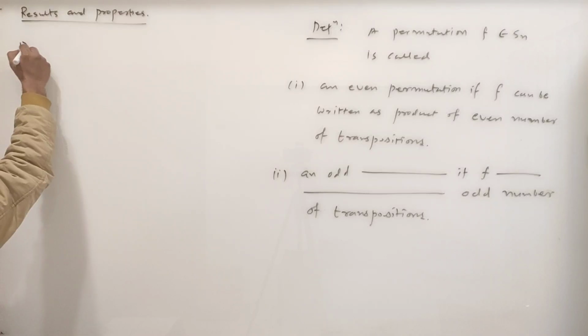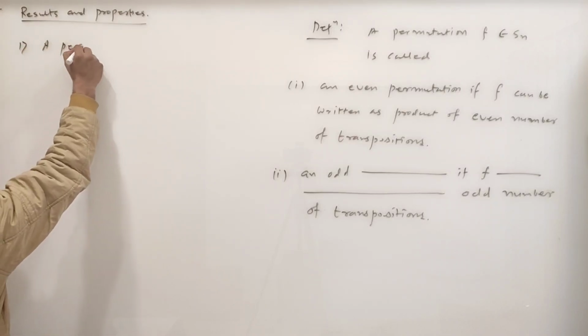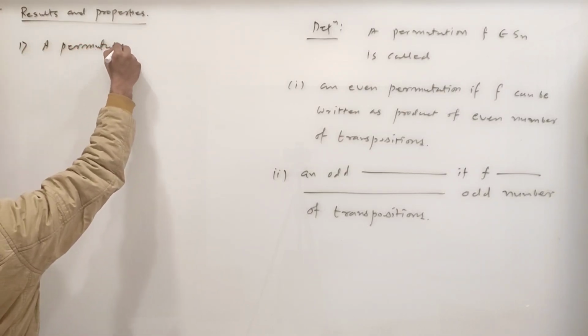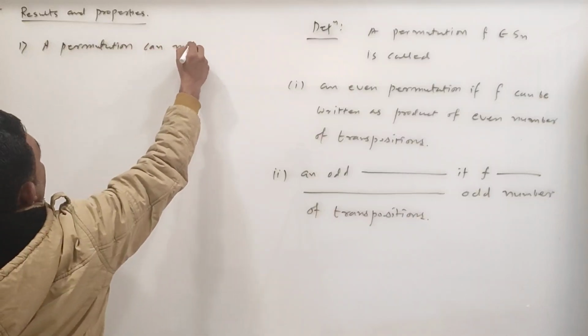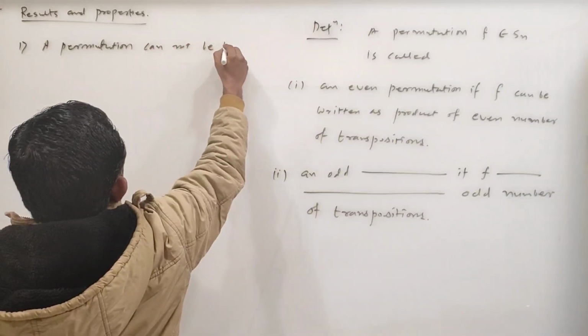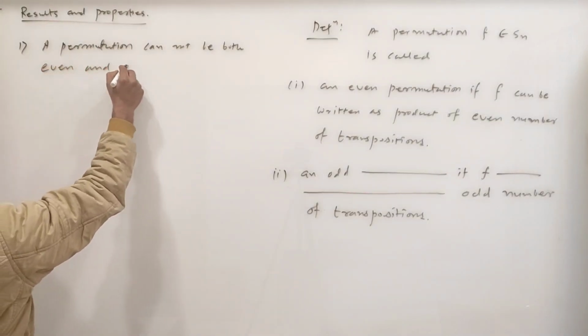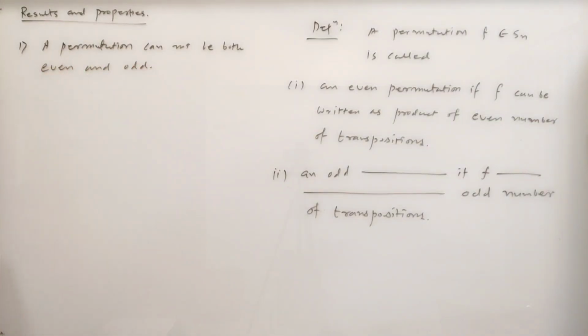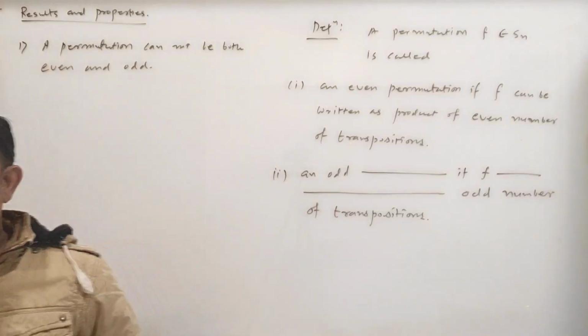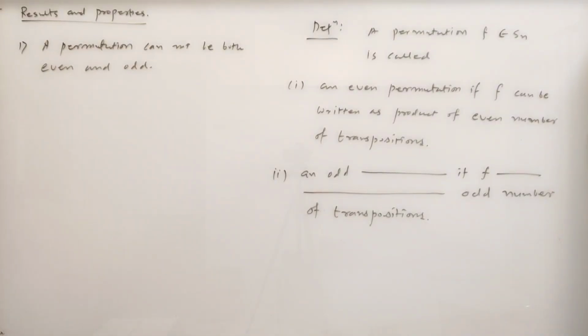So first, a permutation cannot be both even and odd. It cannot be both, either it is even or odd.